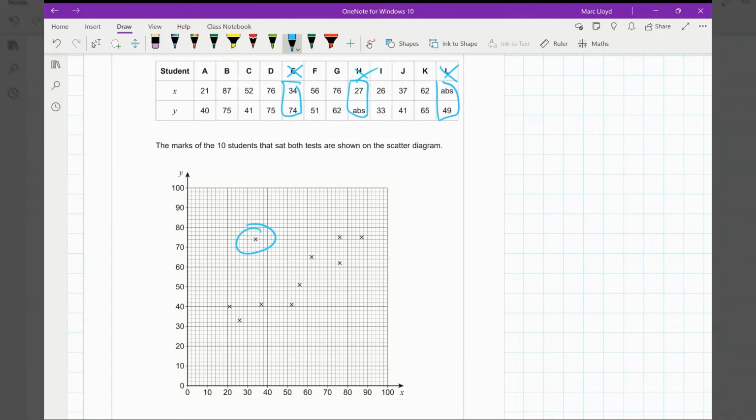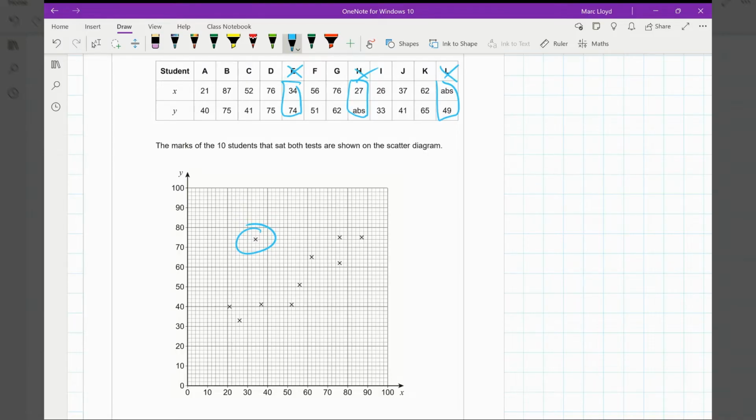There we go. So 7 bits of data, is that correct? Yeah, we had 10 kids, I've taken 3 out. And then we've got 40, 75, 41, 75, 51, 62, 33, 41, 65. I've just done what I said I wasn't going to do. So when we make a mistake like that, we'll just delete it all and start again. 40, 75, 41, 75, 51, 62, 33, 41, 65. That has not worked.